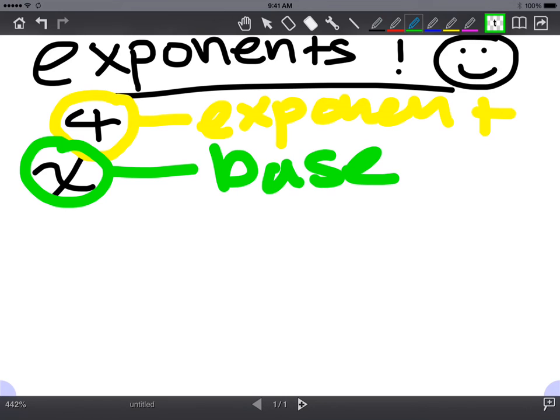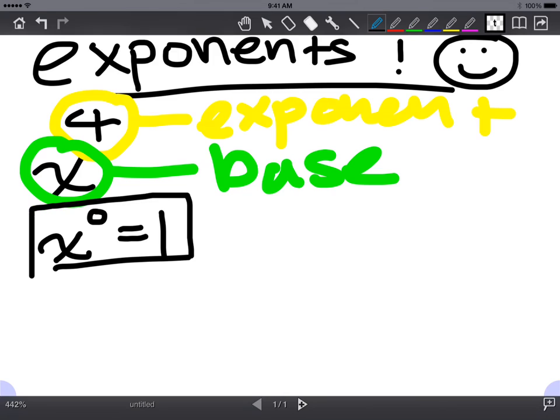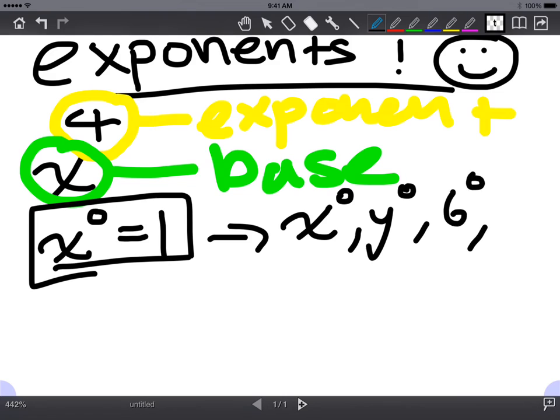Okay, so now you have some basic understandings, and now I'm going to introduce you to some properties. First off is the zero exponent property, and this property states that any non-zero number raised to the 0th power is 1. So x to the 0th equals 1. And this is very powerful. If you're in algebra, you will use this. So I'll just do some examples. x to the 0th, y to the 0th, 6 to the 0th, negative 6 to the 0th, all of them are equal to 1.